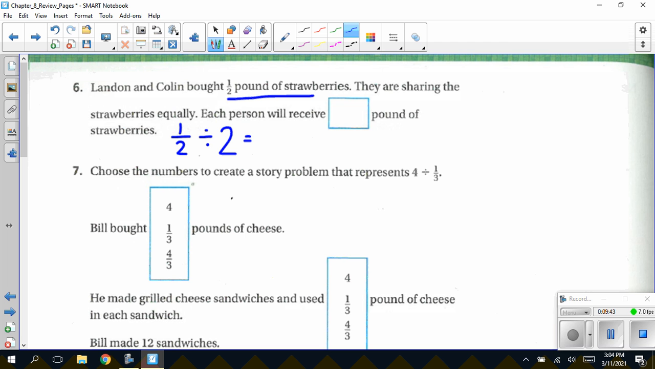Remember, the first number stays the same, times, and then flip the second number. Well, all whole numbers, remember, have a denominator of 1, so when I flip this, I now have 1/2. And I know that 1/2 times 1/2 does equal 1/4. So each boy will get 1/4 pound of strawberries.